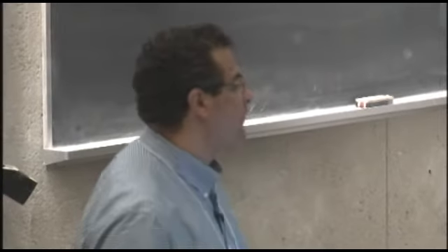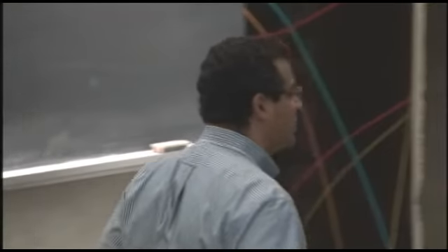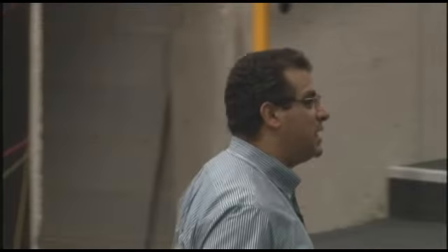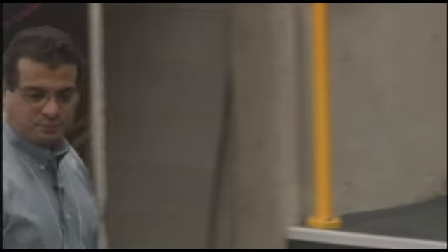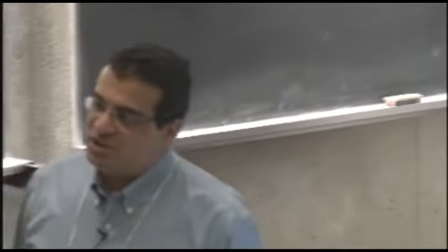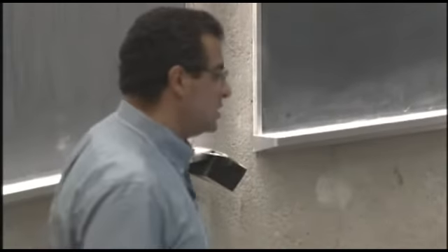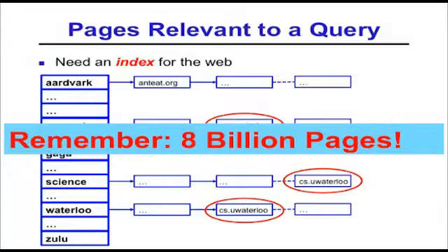So this is the first question. How did Google find the different web pages? How did Google find my web page? It found my web page by starting from the computer science web page and then following links until it found my web page. Now, the next question is, how does Google find a page that's relevant to a query? So when I typed computer science Waterloo, how did Google know to give me the page at cs.uwaterloo.ca?